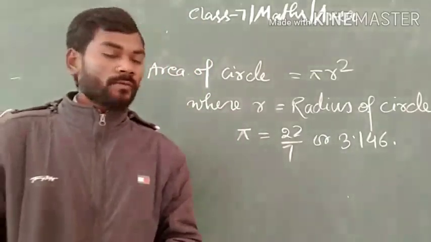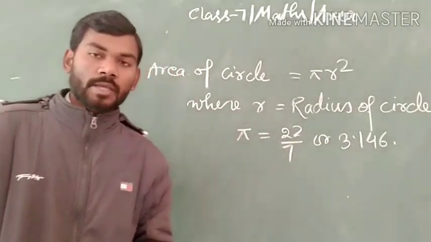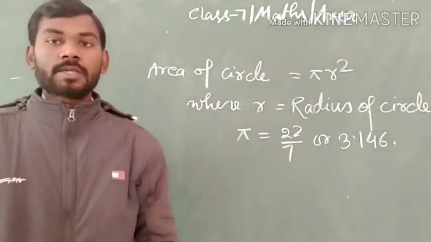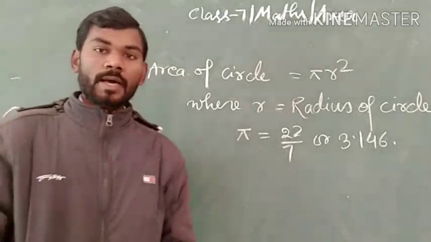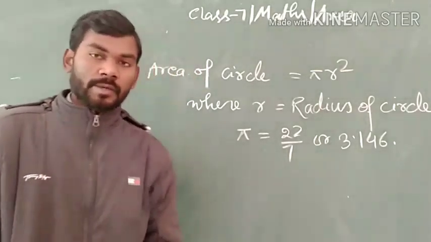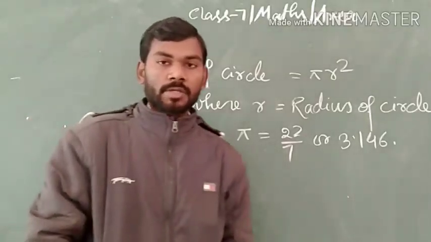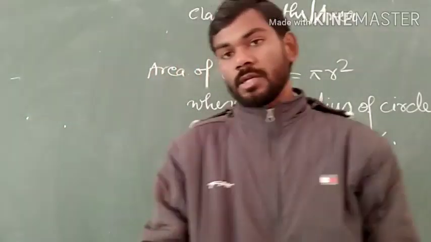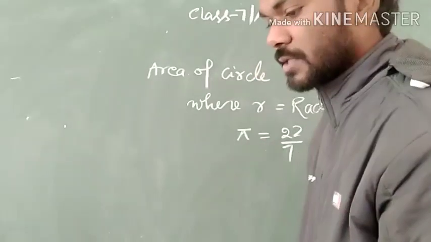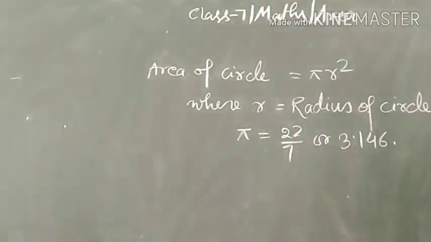So here we use the formula to find the area of a circle. Area of circle is equal to pi r square, where r is the radius of the circle. And you already know the relation between the radius and diameter, so we use that relation in this chapter directly. Okay, so now let's start to solve some questions on this.